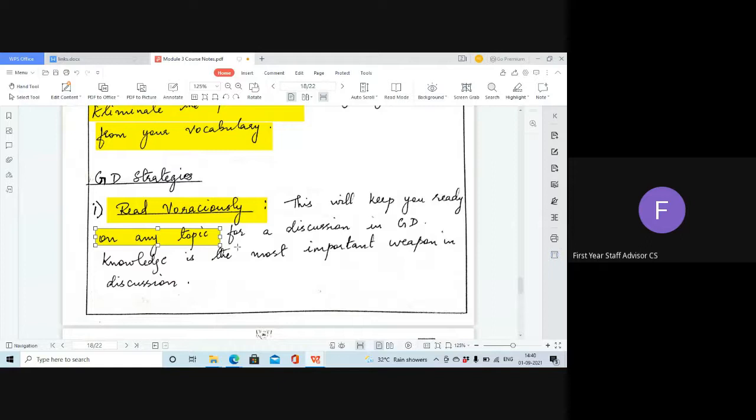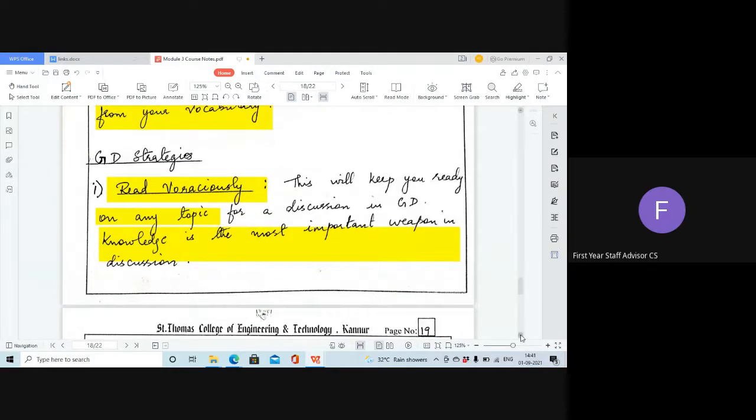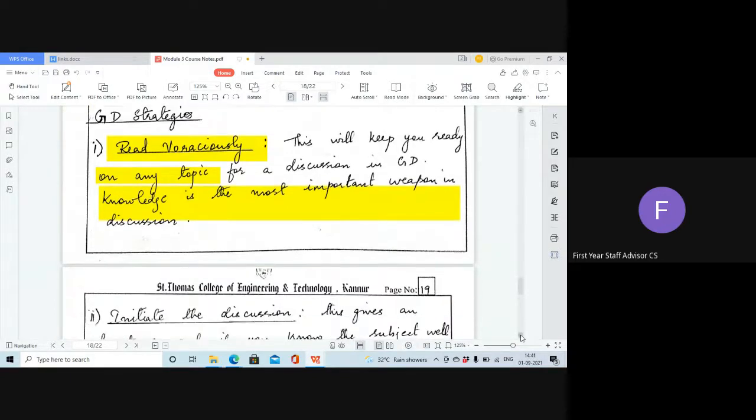Reading is the most important planning activity that you should do before participating in a GD. Knowledge is the most important weapon in a discussion. Everybody knows that knowledge is the most important weapon in any discussion. A person who knows well will be able to confidently speak in a group. So this is the first strategy when you are participating in a GD: read voraciously. Okay, is it clear?